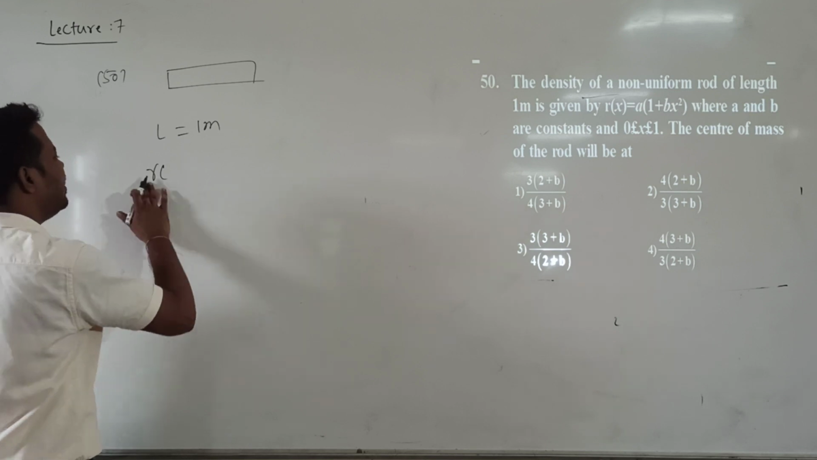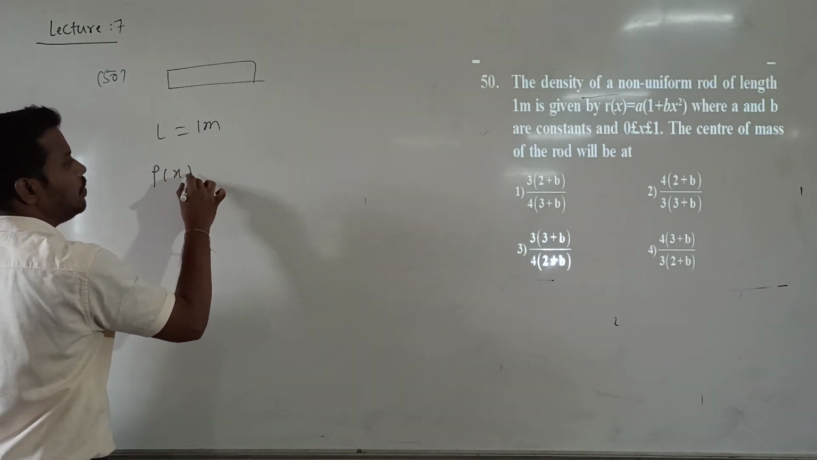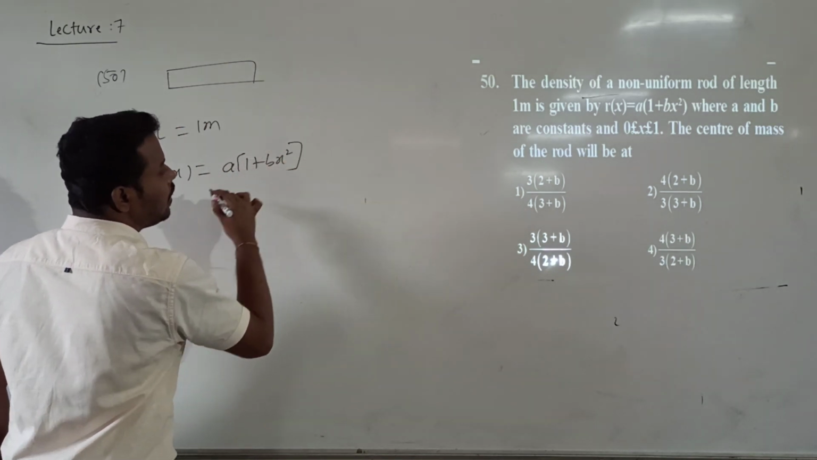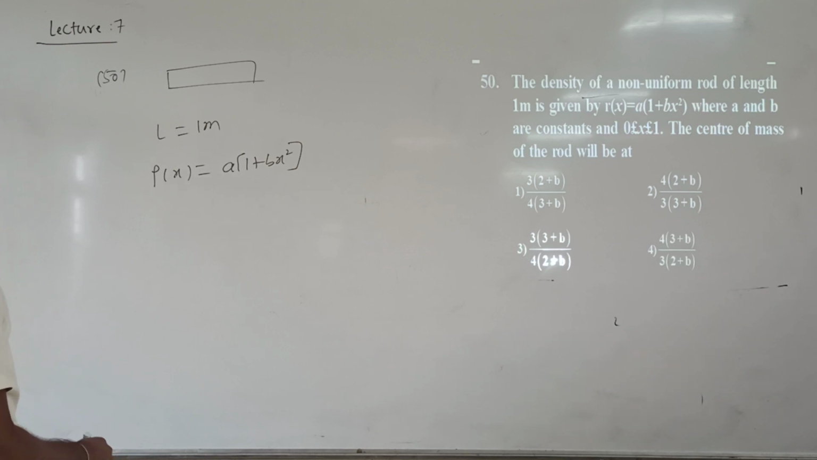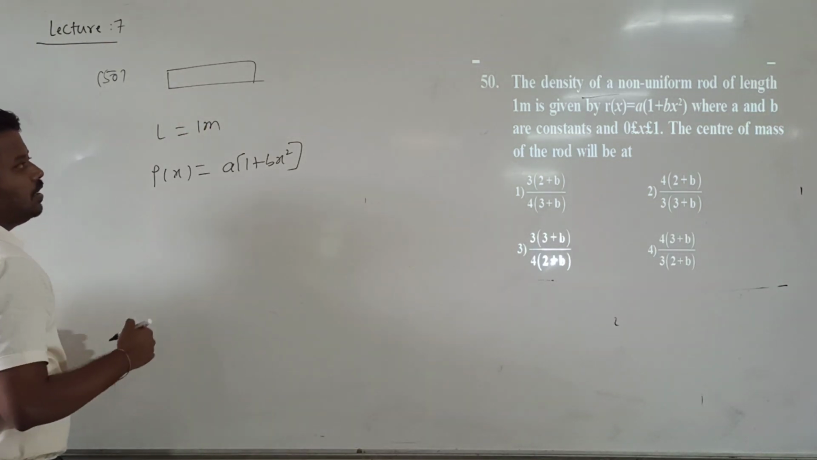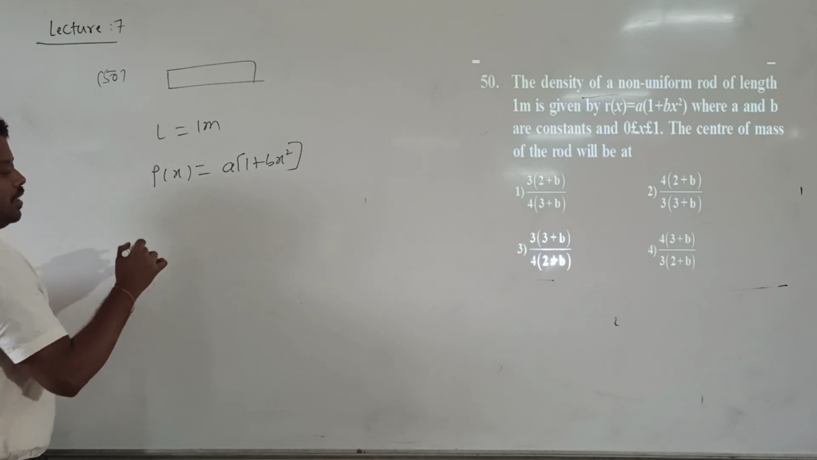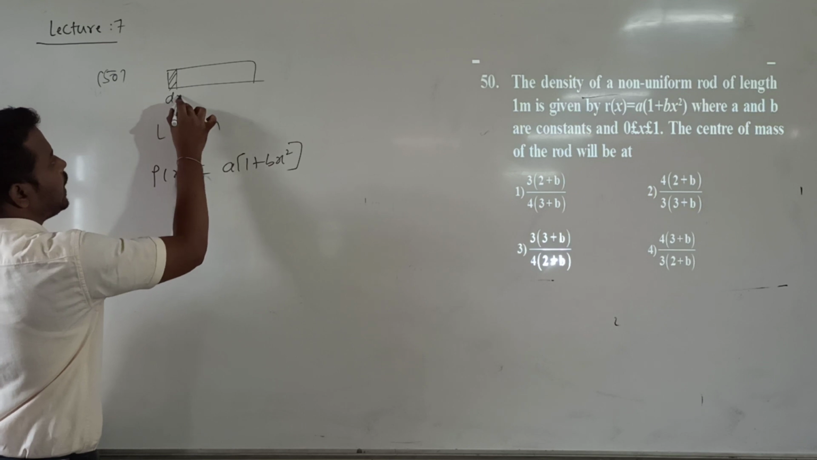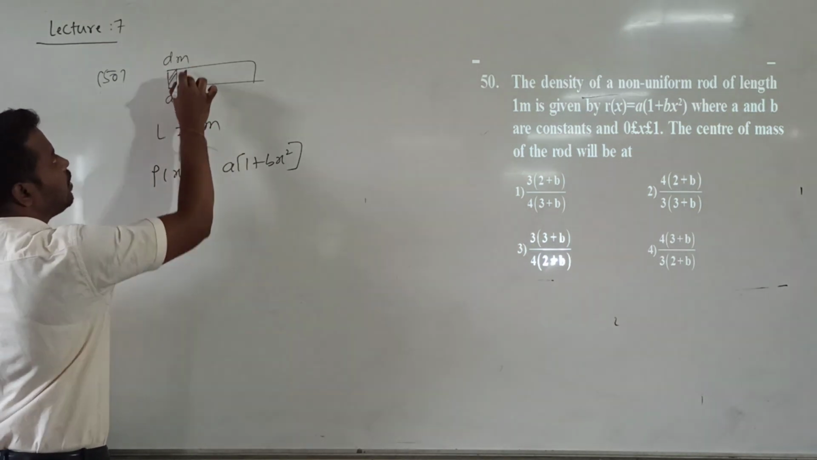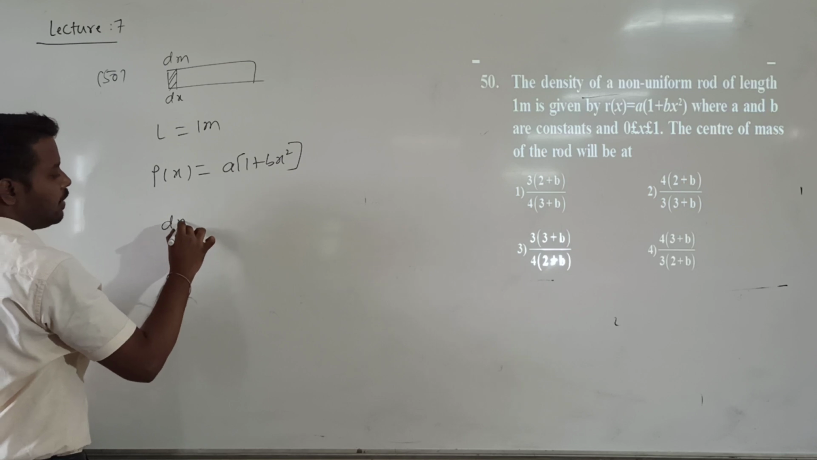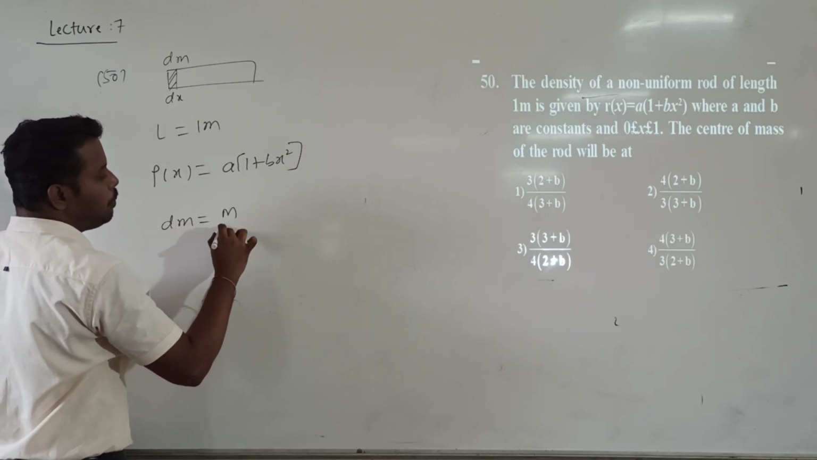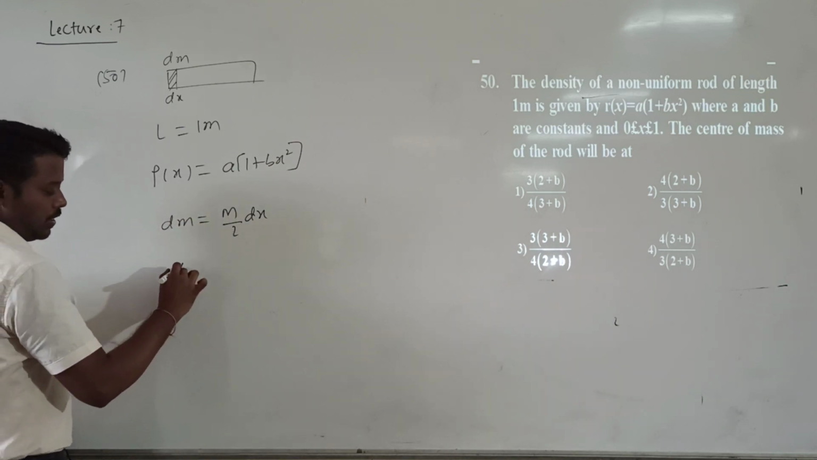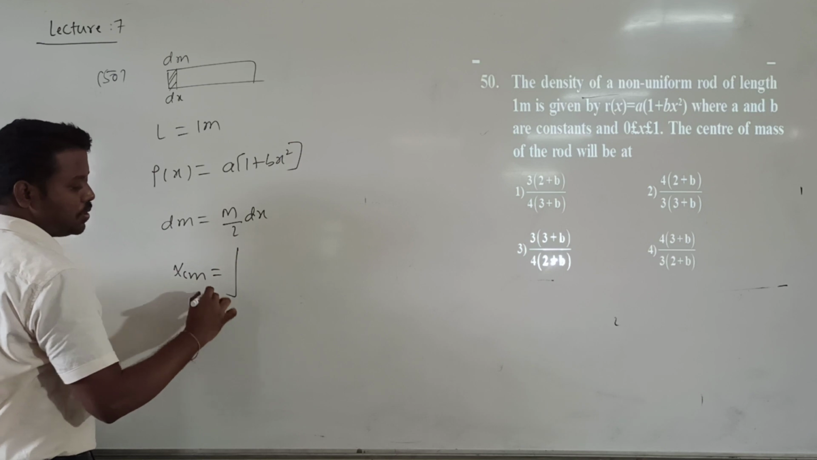They are calling it R. Otherwise you can call it rho of x also, no problem. Rho of x is equal to a into 1 plus b into x square, where a and b are constants. Then they are asking us to calculate the center of mass. This is a continuous mass distribution. So first let me take one small element of this rod. That element's length I can call dx, and that element's mass I can call dm. So what is the mass of the element given by? Mass per unit length, m by l, into dx. Correct? That is the mass per unit length. Then what is the formula for xcm for a continuous mass distribution?